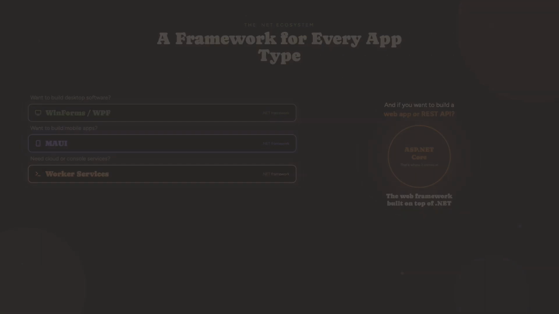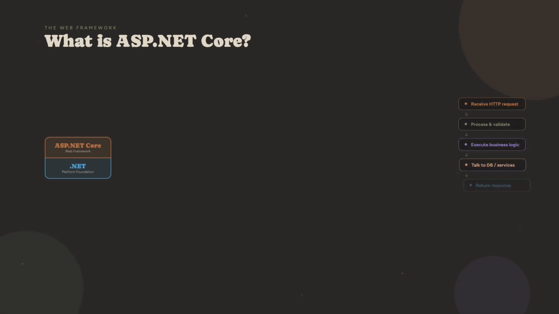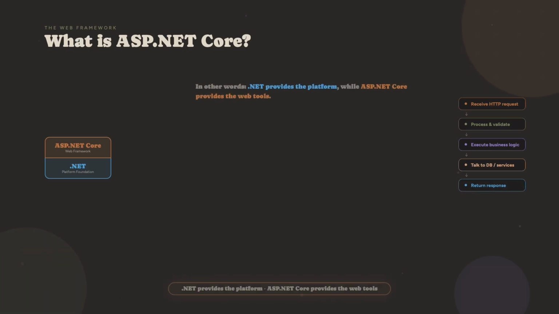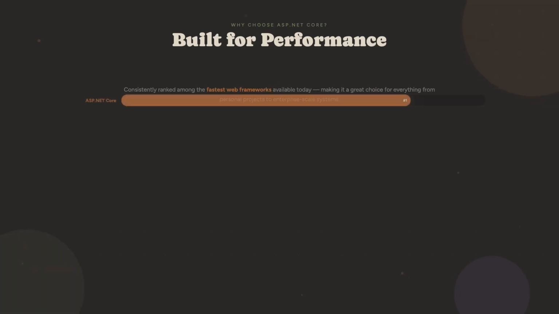ASP.NET is the web framework built on top of .NET. It gives your application the ability to receive HTTP requests, process them, execute your business logic, communicate with databases and external services, and return the response back to the client. In other words, .NET provides the platform, while ASP.NET Core provides the tools for building applications that live on the web. One of the reasons ASP.NET Core has become so popular is its performance.